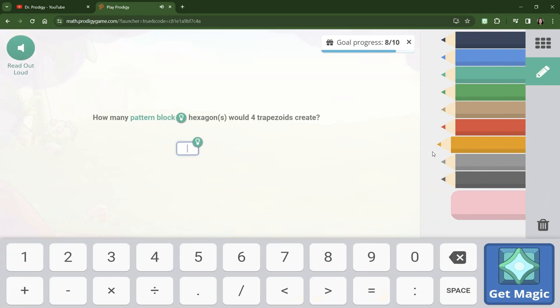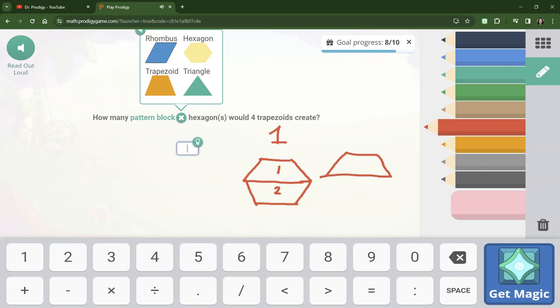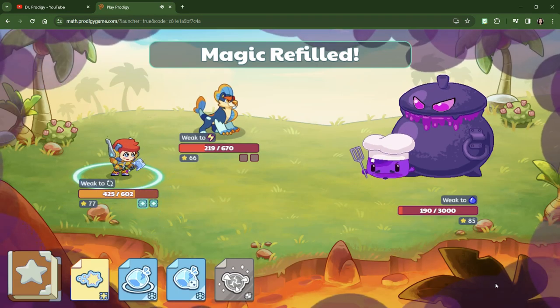All right, how many pattern block hexagons would 4 trapezoids create? Okay. So we know the trapezoids look like this. So they want you to see, here's 1 hexagon and it used 2 trapezoids. Then there's our 4 trapezoids. So all together we made 2 hexagons. That one kind of was surprising. I wasn't expecting that question.